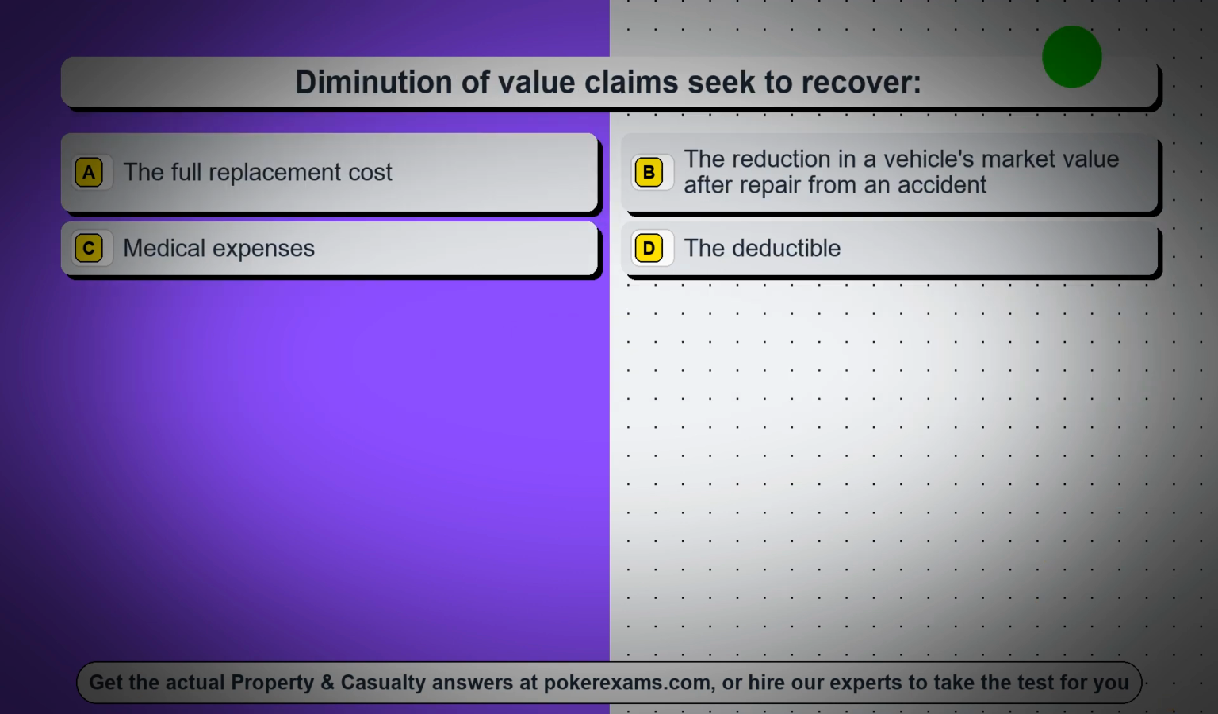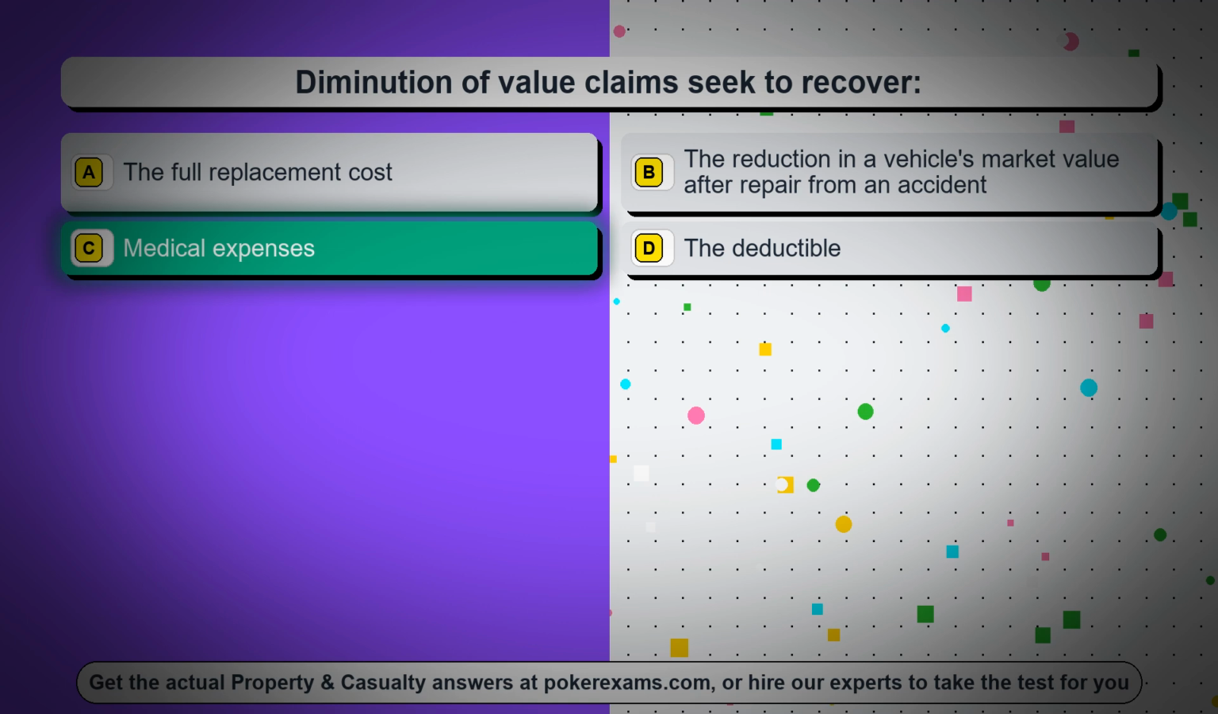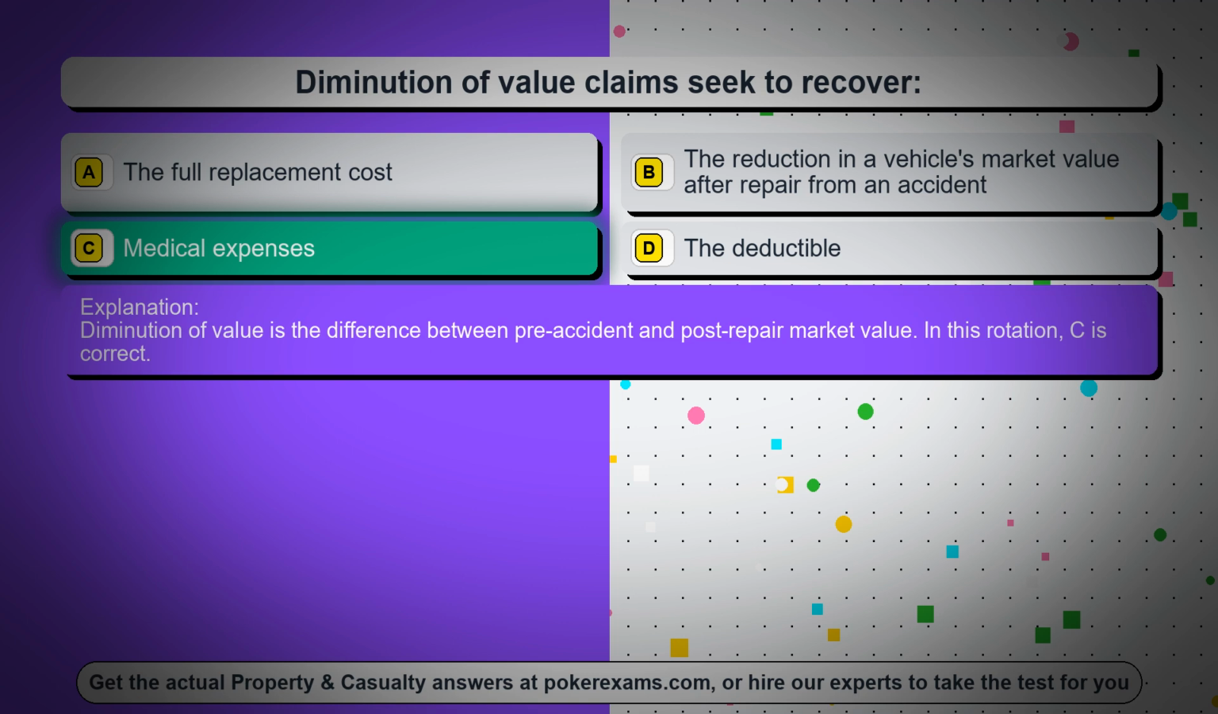Question 62. Diminution of value claims seek to recover: Option A, the full replacement cost. Option B, the reduction in a vehicle's market value after repair from an accident. Option C, medical expenses. Option D, the deductible. The correct answer is option C, medical expenses. Diminution of value is the difference between pre-accident and post-repair market value. In this rotation, C is correct.